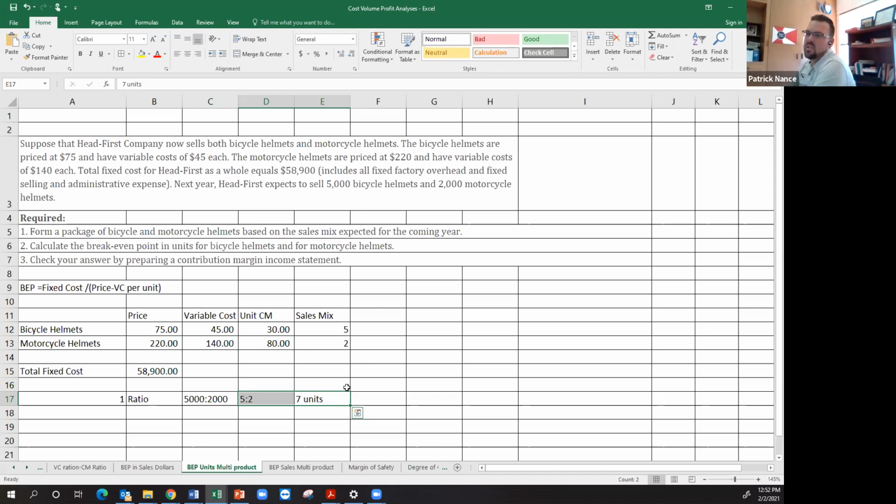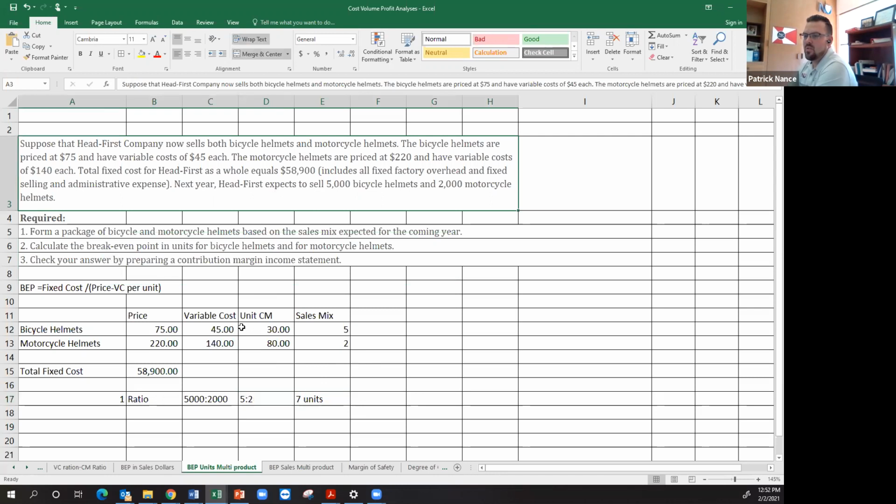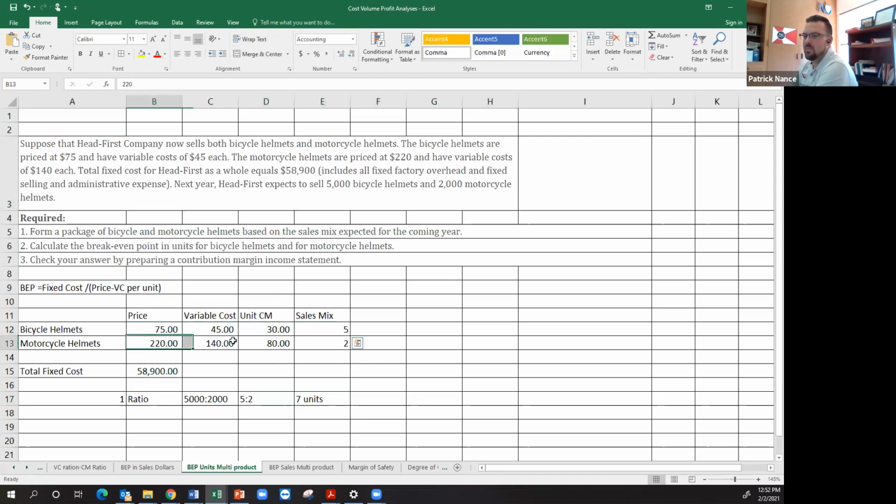So if I sold 7 units, any 7 units, assuming that I stick to this ratio, that means in those 7 units there'll be 5 bicycle helmets and 2 motorcycle helmets, which means I can get a contribution margin for the package. So this is going to be the package unit contribution margin. And then this down here is going to be the total package contribution margin.